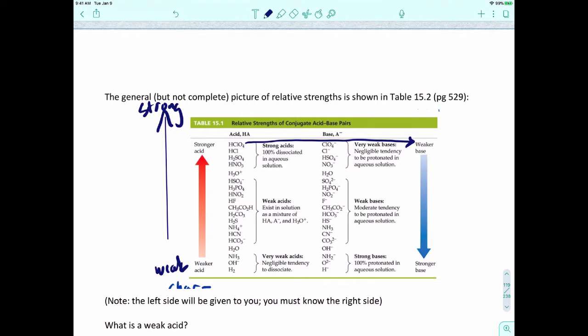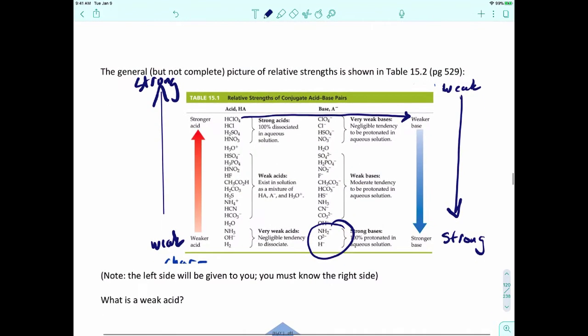So if we look at the right-hand side, in the upper right-hand corner, we're looking at the weakest conjugate bases, and then the strongest conjugate bases are going to be in the lower right-hand side. So that means that when we look at the weakest acids, their conjugate bases are going to be the strongest conjugate bases, meaning these are the bases that want to pick up the proton, that definitely want to come over and become an acid.